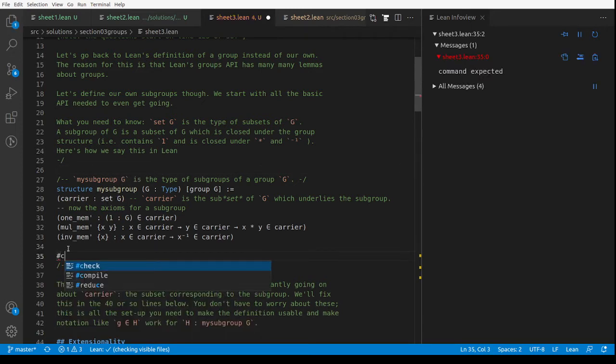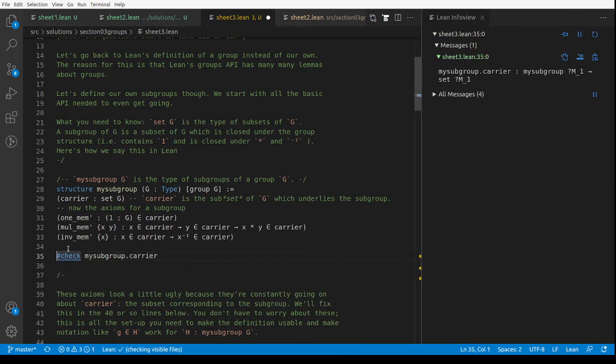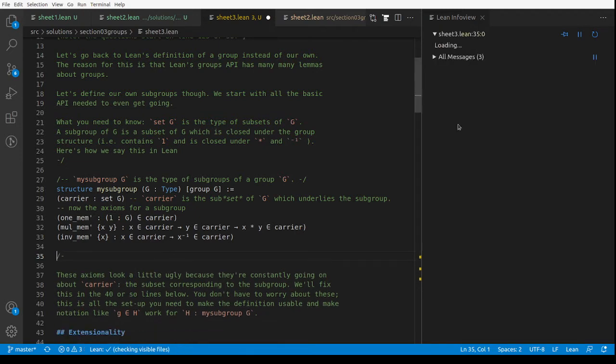Look, you can see it here. Check my subgroup.carrier there. It takes a subgroup of G and returns a subset of G. And we don't really want to be talking about carriers, but we're stuck with them now. So here are the axioms for a subgroup expressed in terms of this carrier thing.